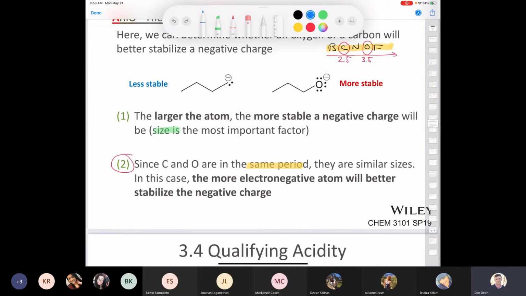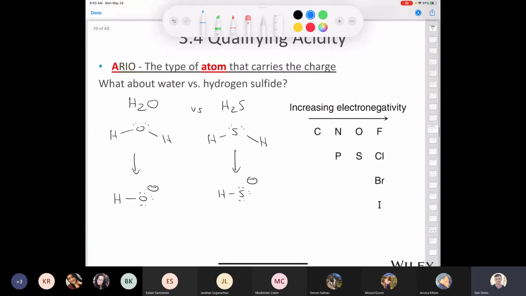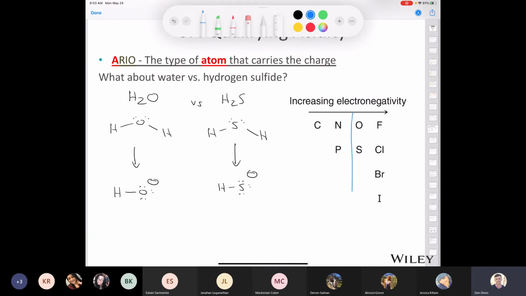So let's write that here. Same group. And over here, it was the same period. So if we go down a group like this, we get an increase in size. So the oxygen is like this, whereas the sulfur is like this. It's much bigger. And since the size of the sulfur is bigger, it is better at stabilizing that negative charge. It's more spread out. Therefore, since this conjugate base is more stable, this is going to be a stronger acid.